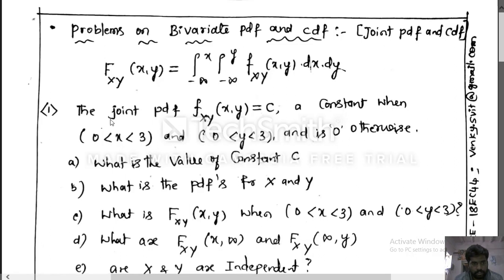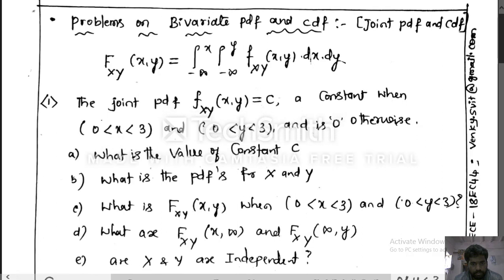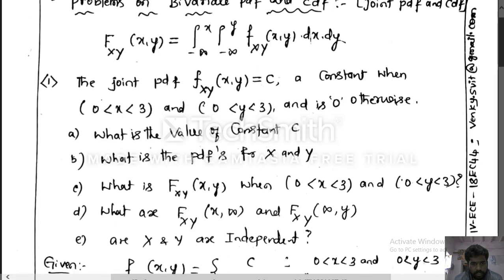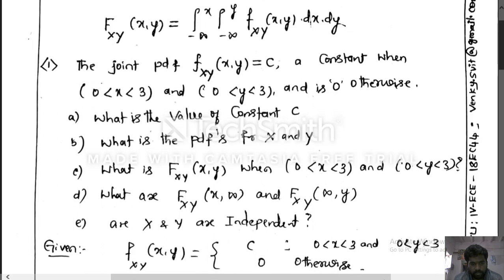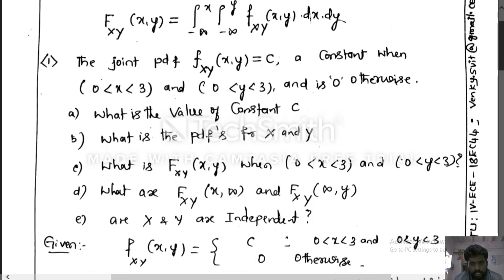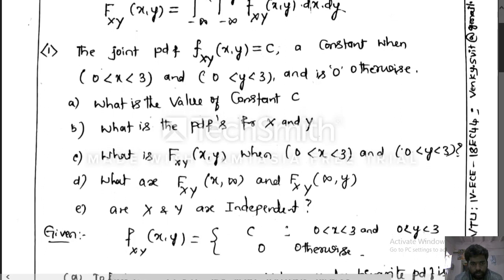The problem given is: the joint PDF of joint random variables x, y is equal to a constant c for the values of x between 0 to 3 and for the values of y between 0 to 3, and is 0 otherwise. So we have to evaluate what is the value of the constant c, what is the PDF of random variable x and random variable y, what is the cumulative distribution function for joint random variables when the x and y values are in between 0 to 3.